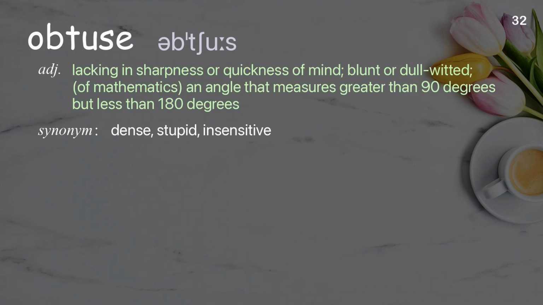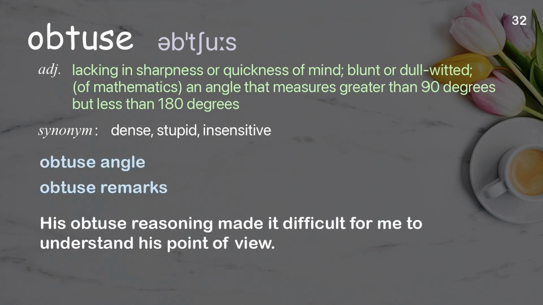Obtuse. Lacking in sharpness or quickness of mind, blunt or dull-witted, of mathematics, an angle that measures greater than 90 degrees but less than 180 degrees. Examples: Obtuse angle. Obtuse remarks. His obtuse reasoning made it difficult for me to understand his point of view.